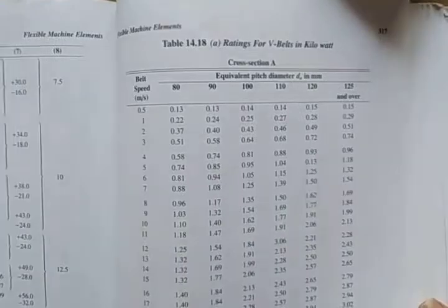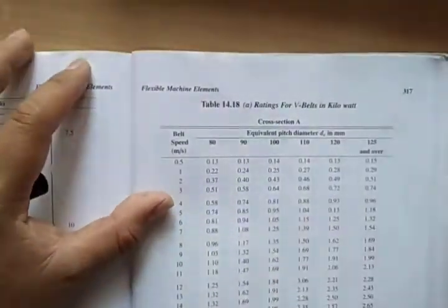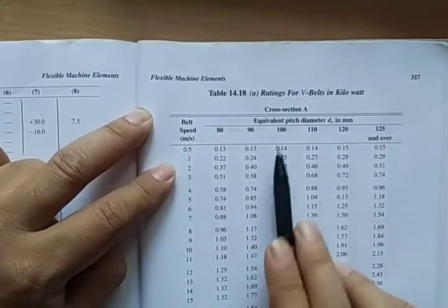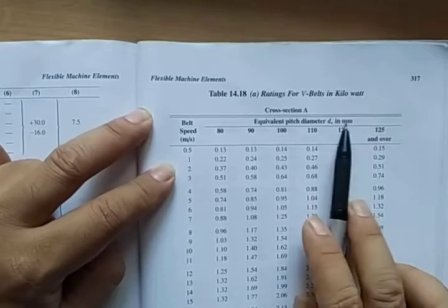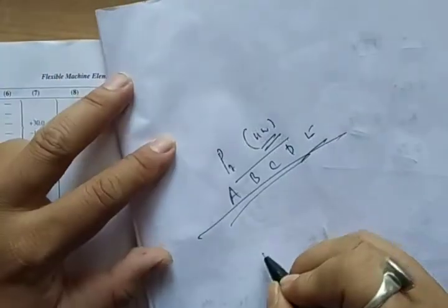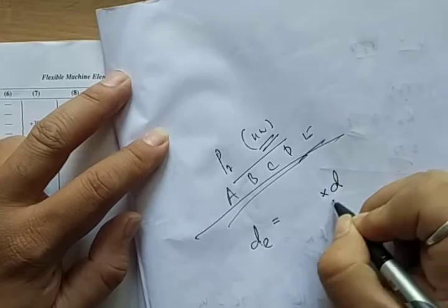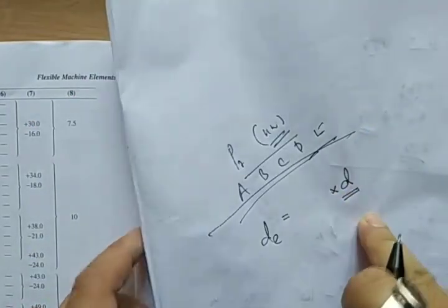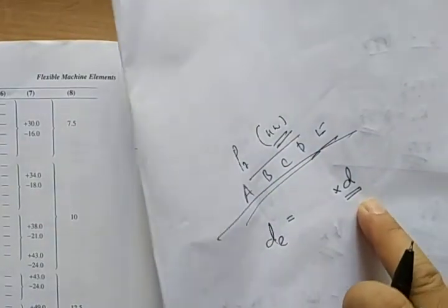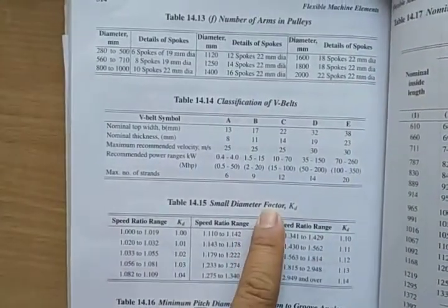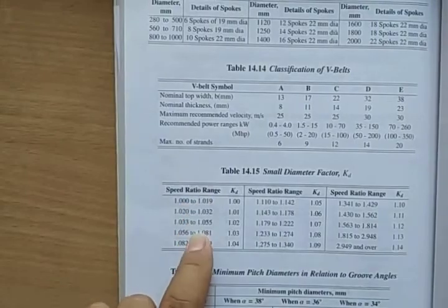Now let me explain it with the cross section A table. Look at this, equivalent pitch diameter DE in mm is written. But we need to know what DE is here. DE can be found by multiplying a factor with the smaller diameter D, that is, the diameter of your smaller pulley. We have that factor here, written as small diameter factor KD. Speed ratio range, we'll come to this, but we have to look at one more formula here.